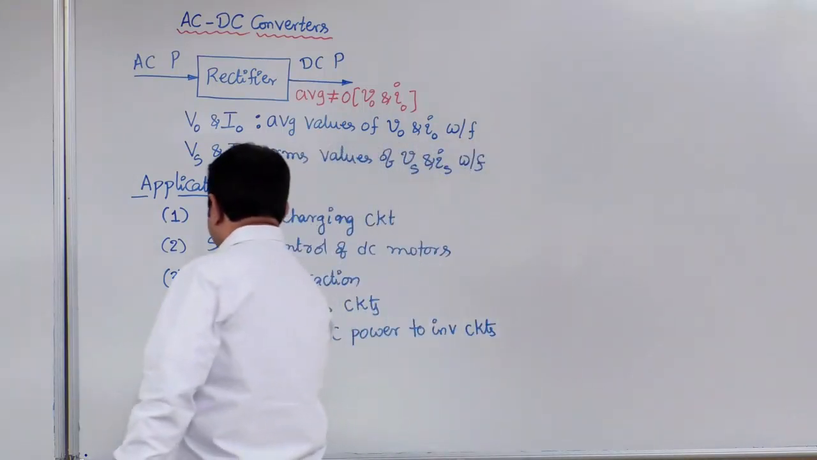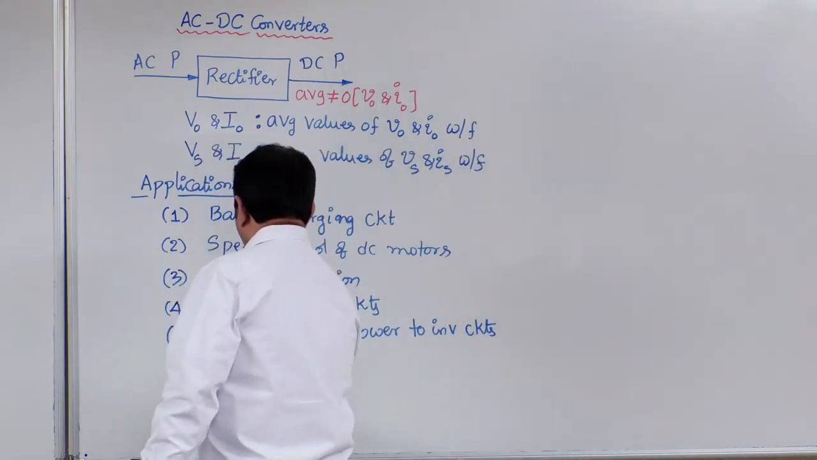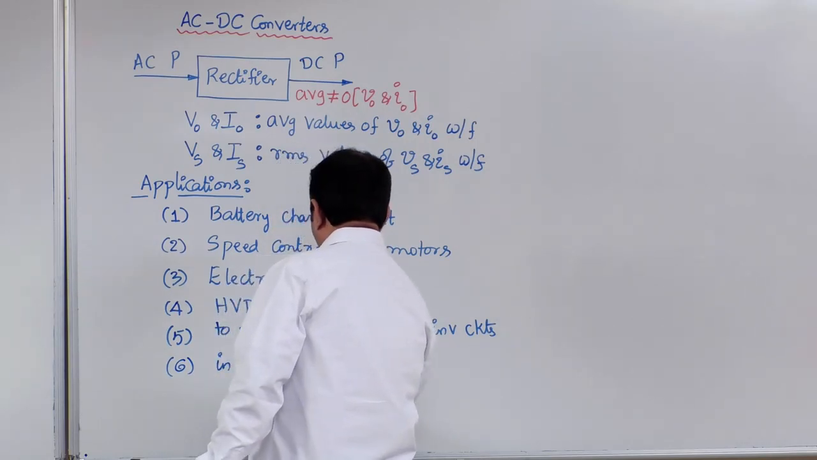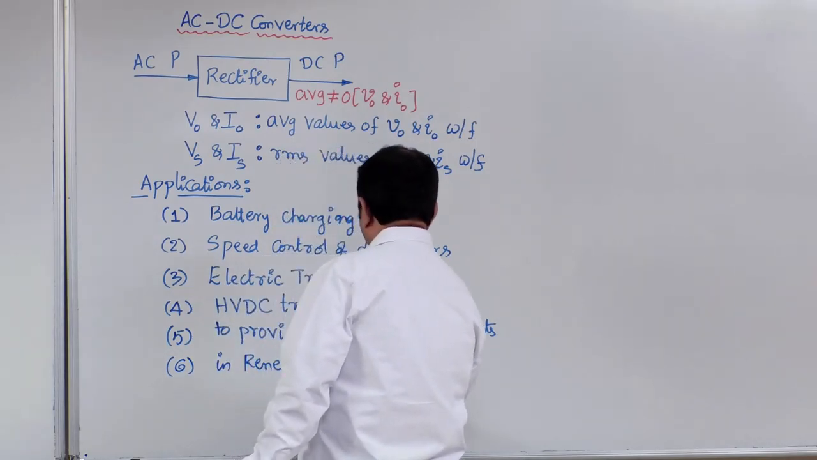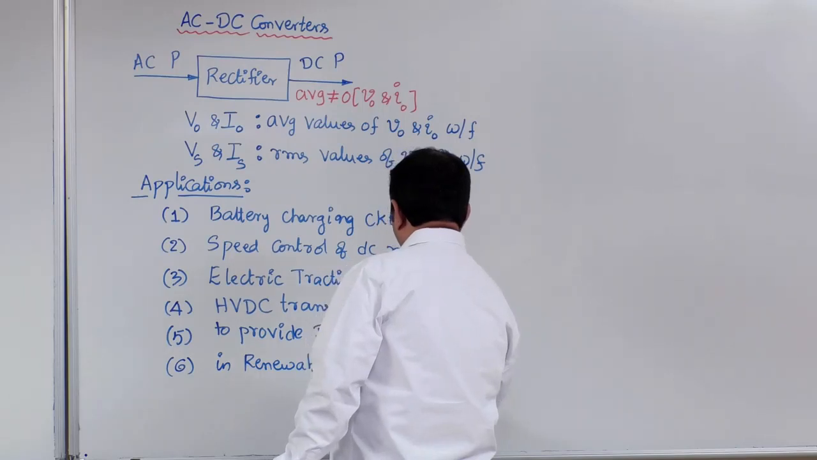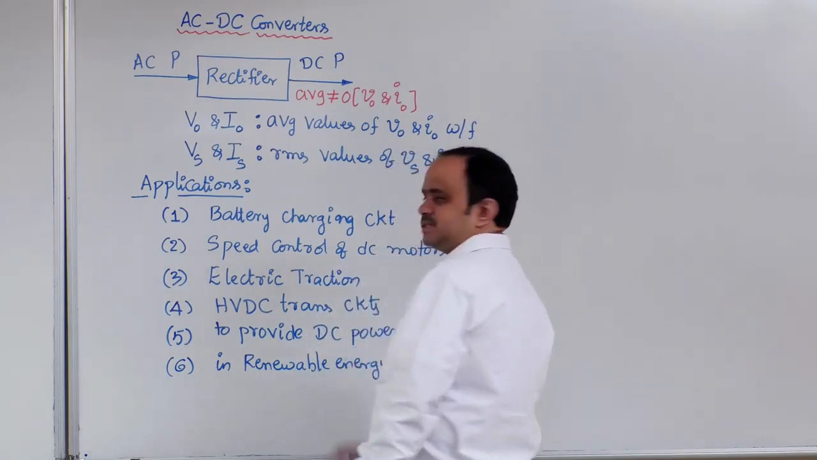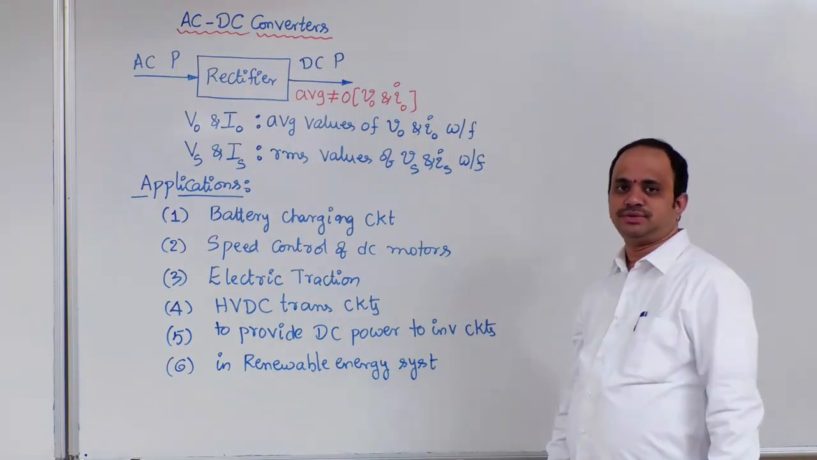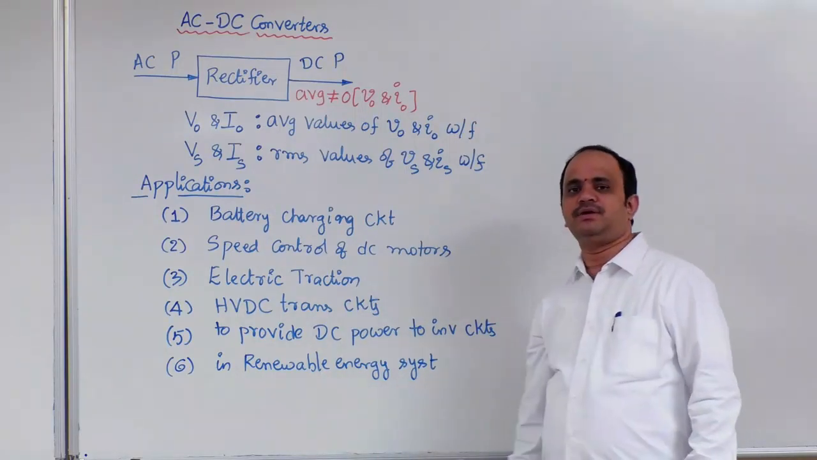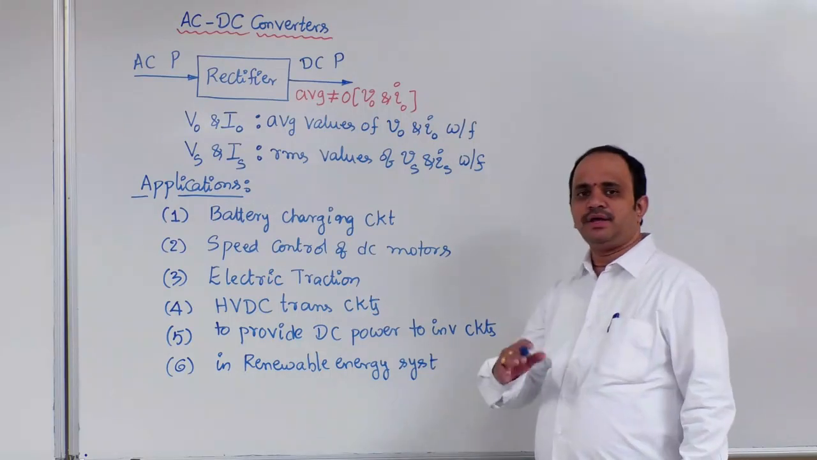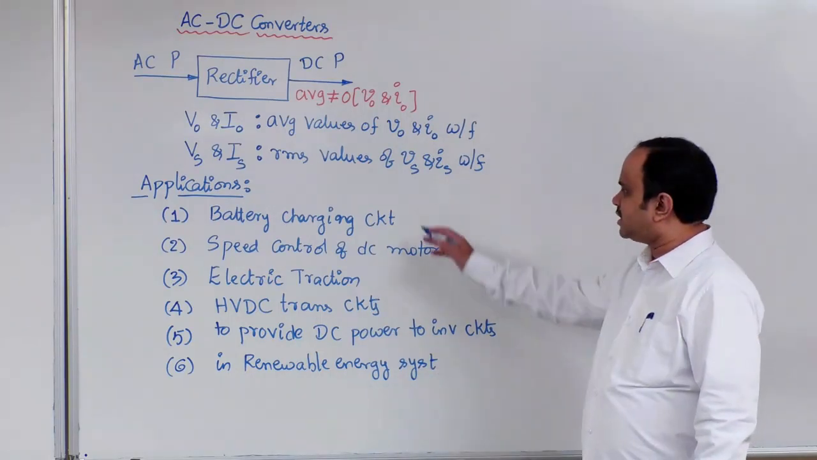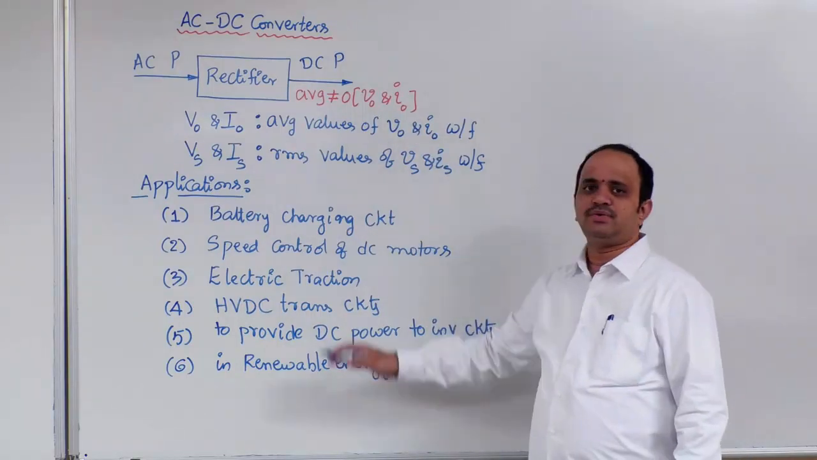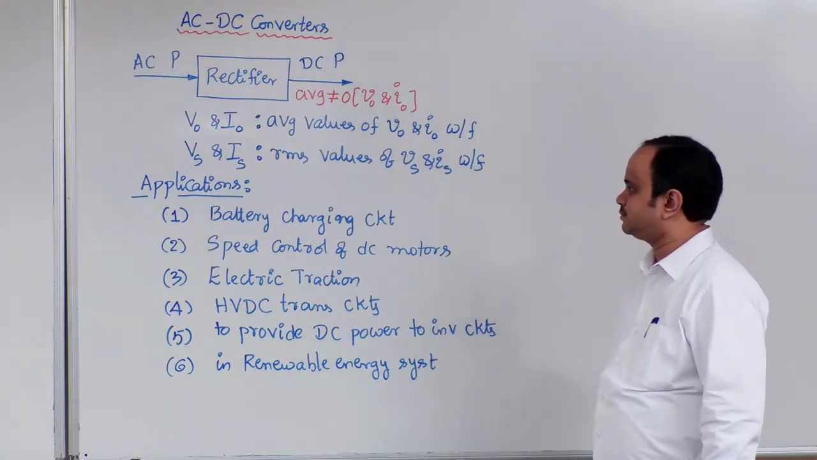Okay, next, the sixth one is in renewable energy systems, especially wind turbine controls. There is one AC to DC converter. These are a few important applications of AC to DC converters.